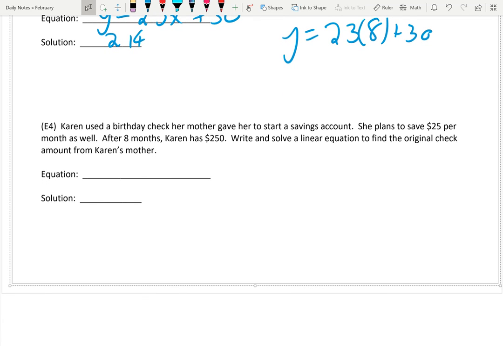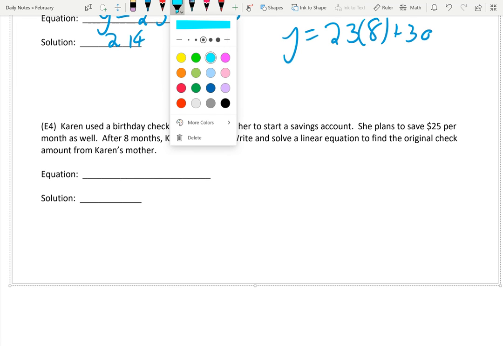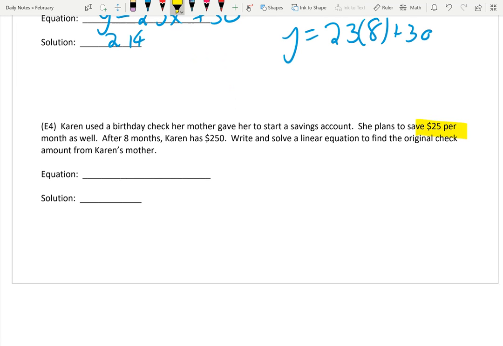So Karen used a birthday check her mother gave her to start a savings account. She plans to save $25 a month as well. Now, the $25 per month, you have to pay attention closely here because that is a slope amount. The slope is $25 per month. So study that, pay attention to that, because that's going to be something you're going to have to find for tomorrow as well, the slope that is given to us in this problem.